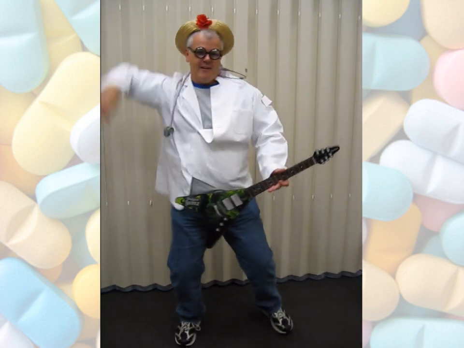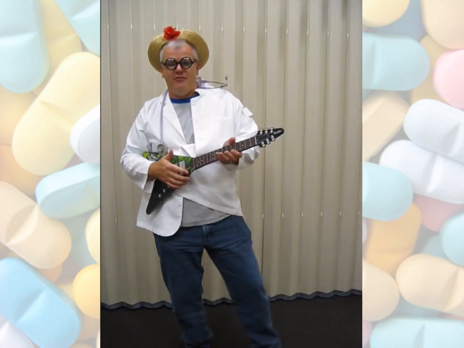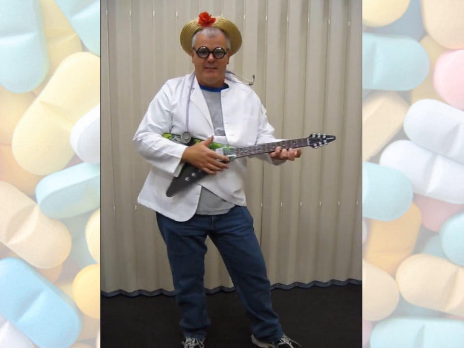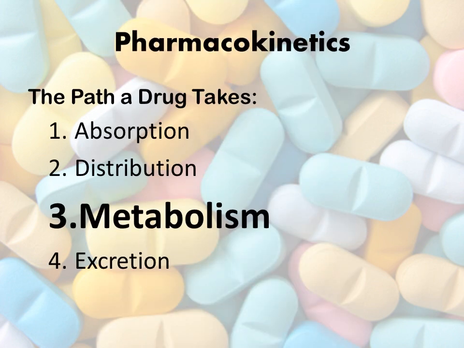Today on Daniel the Science Guy, we're going to be talking about drug metabolism. When a person takes a drug, it goes through the four following steps: absorption, distribution, metabolism, and excretion. Those four processes make up pharmacokinetics.